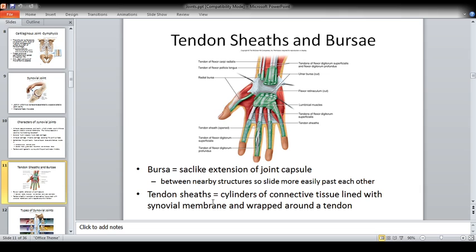Moreover, there are sometimes tendon sheaths, which are cylinders of connective tissue lined with synovial membrane and wrapped around a tendon. So if this synovial capsule extends to tendons, tendons are basically small extensions of the muscles, if they extend upon them, then it is known as a tendon sheath. Now this is a tendon sheath. Let me show you.